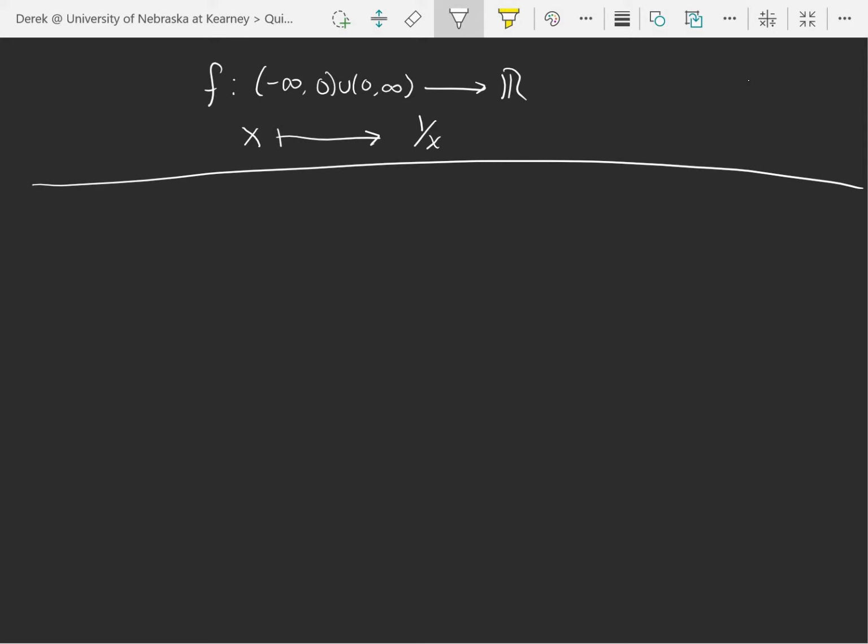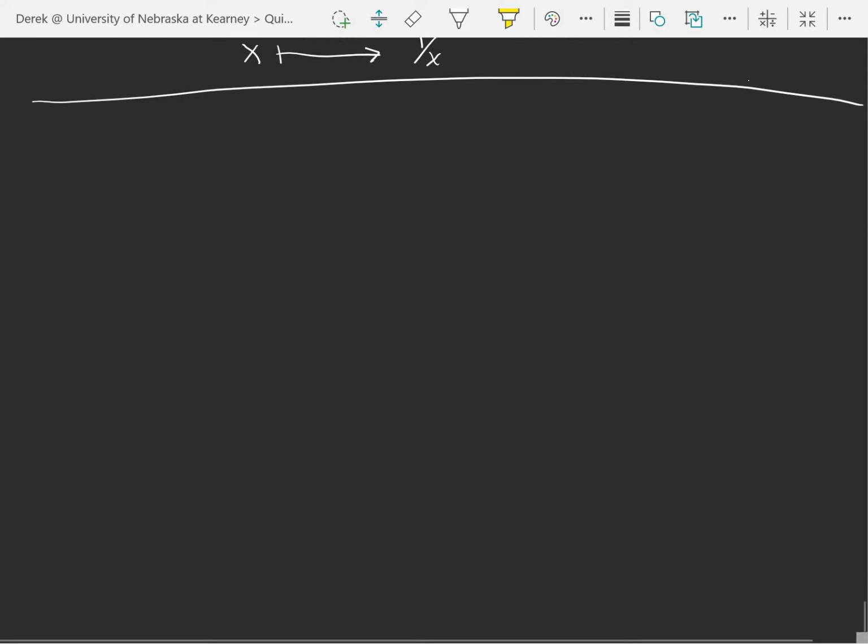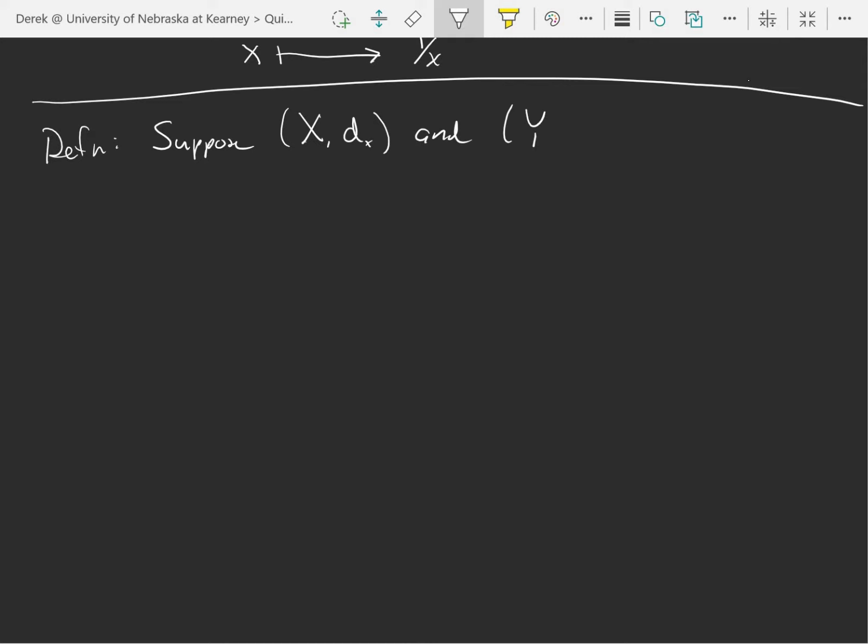So let's now think about limits of functions. Okay, so this is kind of a long definition, and I'm going to break it into parts and draw some pictures for the parts as we go through it. So suppose (X, d_X) and (Y, d_Y) are metric spaces.